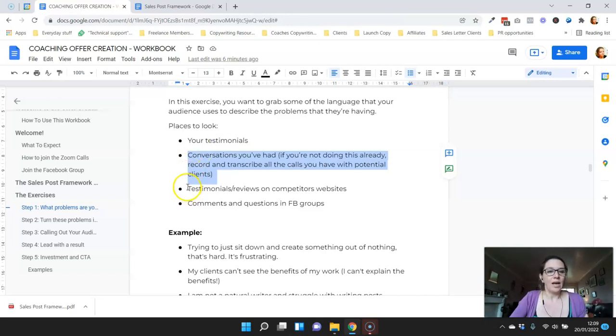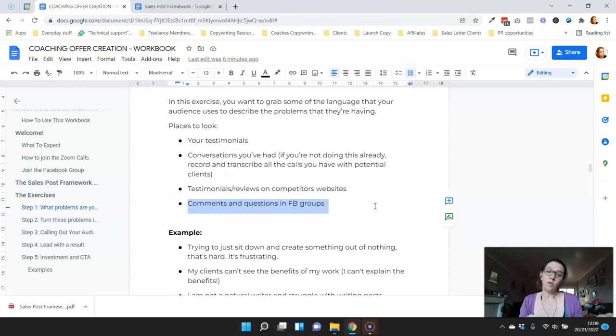You can also look at what's being said on your competitors' websites. And if they've got a similar offer to you, you can see how their clients are talking about how the problem was solved for them. And another great place for this is to go into Facebook groups where you know your ideal clients hang out and just observe the comments, the questions that are being asked.